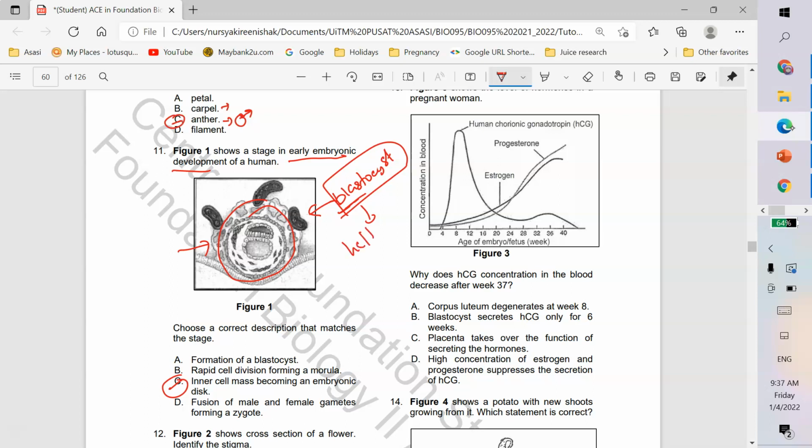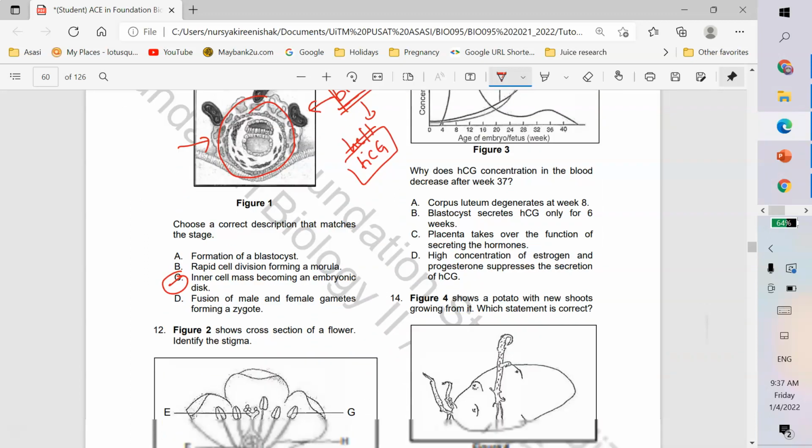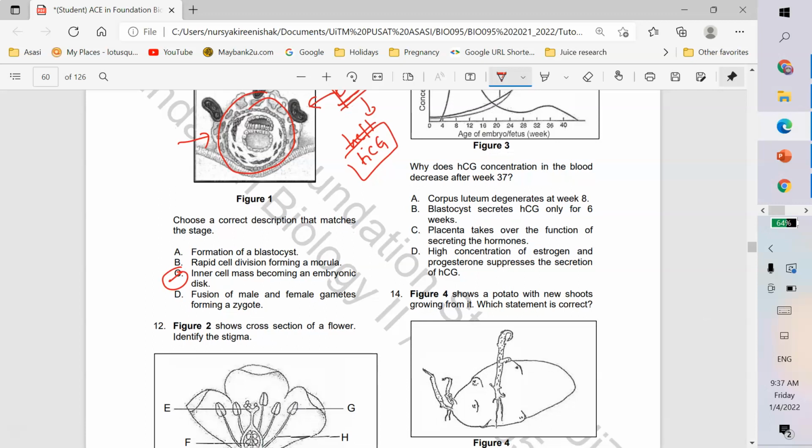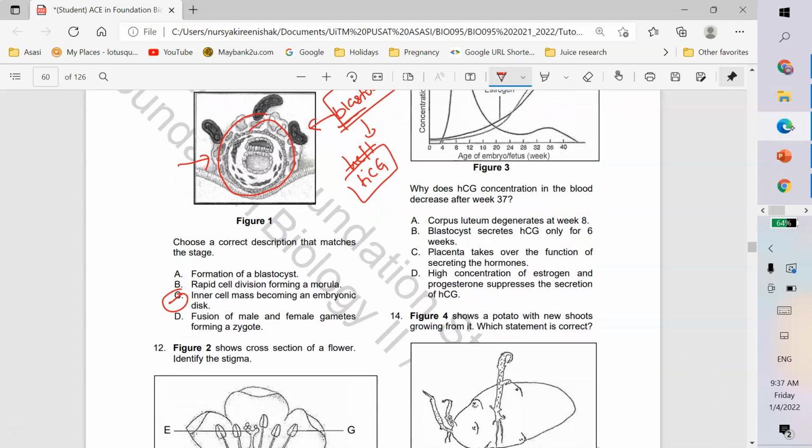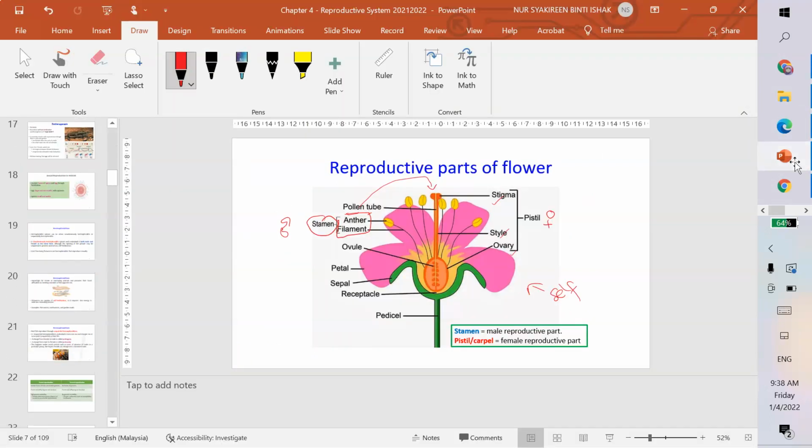will produce HCG, kan? So this HCG will maintain the corpus luteum and also is the hormone that will be used to detect whether or not you are pregnant. Macam tu. Okay. So you have to know the layers, kan? So you have the trophoblast outside that will become chorion and amnion, kan? So the chorion will become the placenta later.